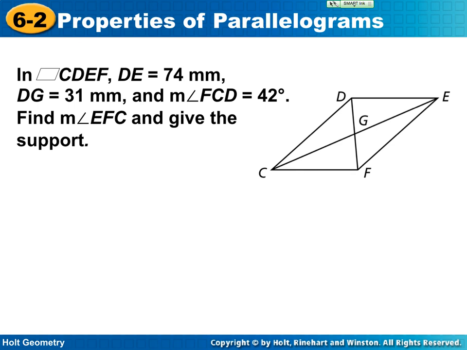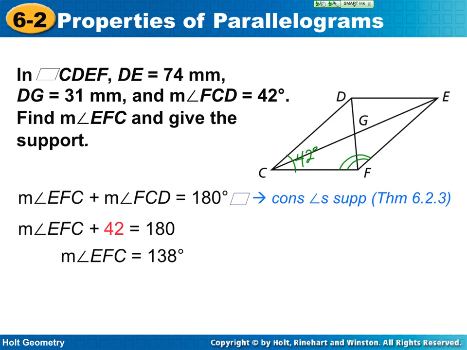John, have you decided on this one? Sam, you want to help him? Oh, yeah. How are you getting that? Here. 623 says consecutive angles are supplementary. So if FCD is 42, then EFC would be its supplement. So that was how we got 138.